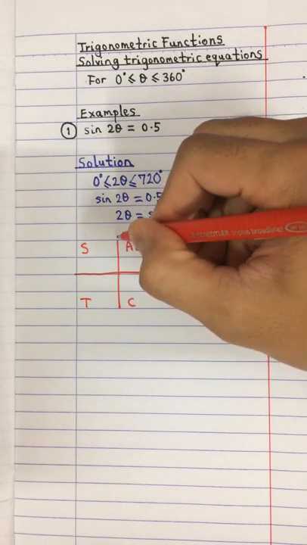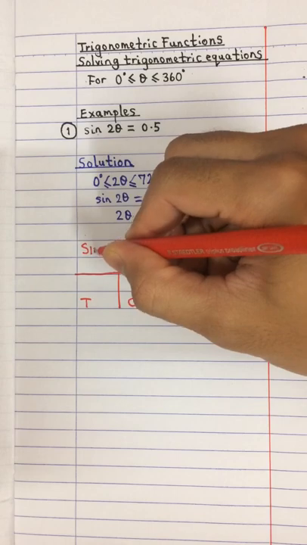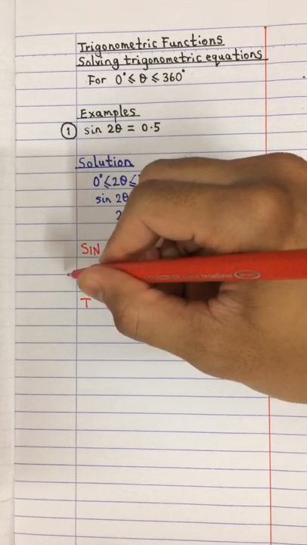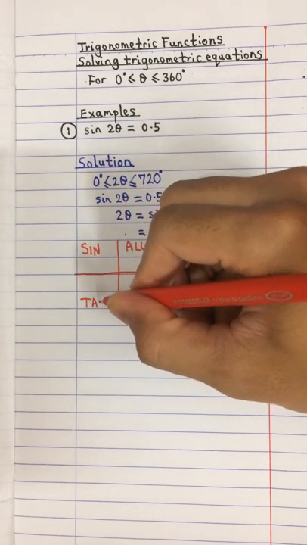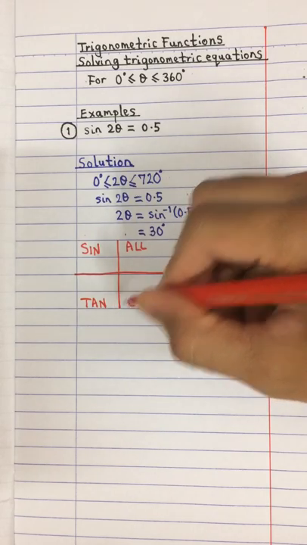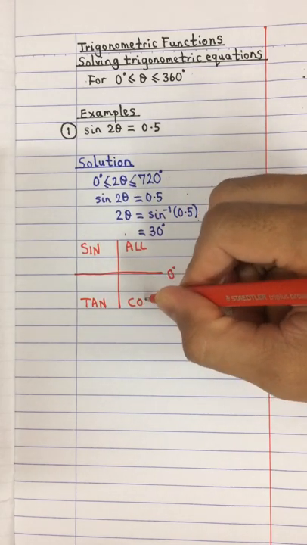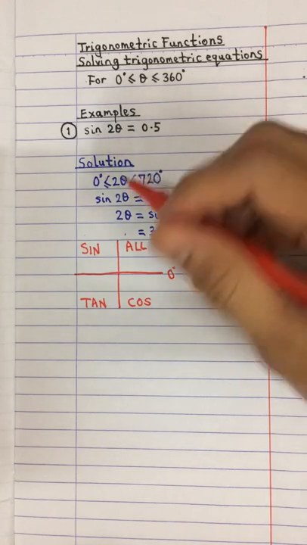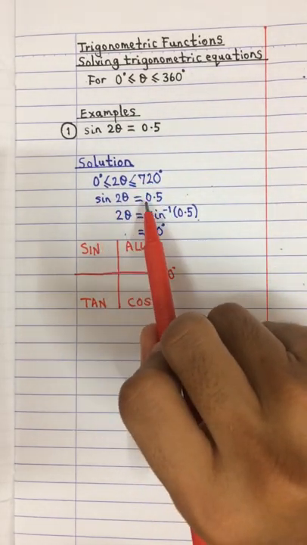So in the first quadrant, all of sine, tangent and cos are positive. From 90 degree to 180, only sine is positive. From 180 to 270, tangent is positive. And then from 270 to 360, only cos is positive. So our main concern is to look at the sine positive region.